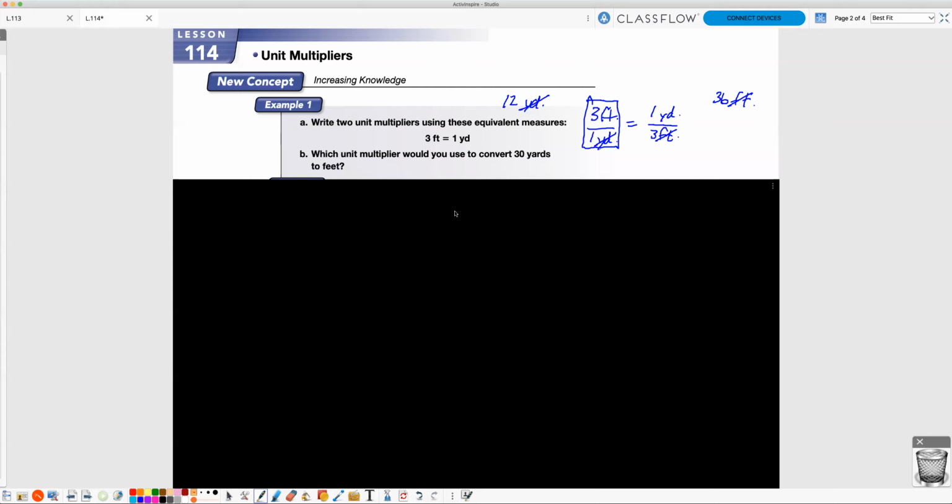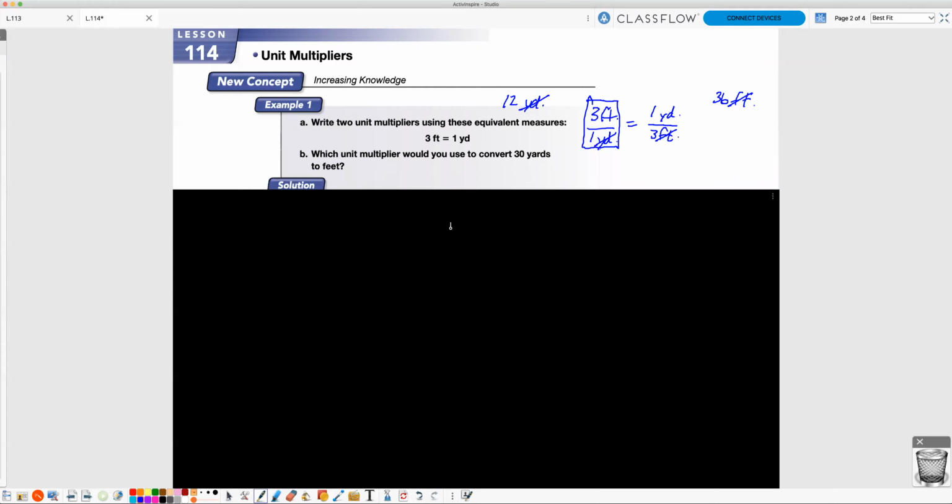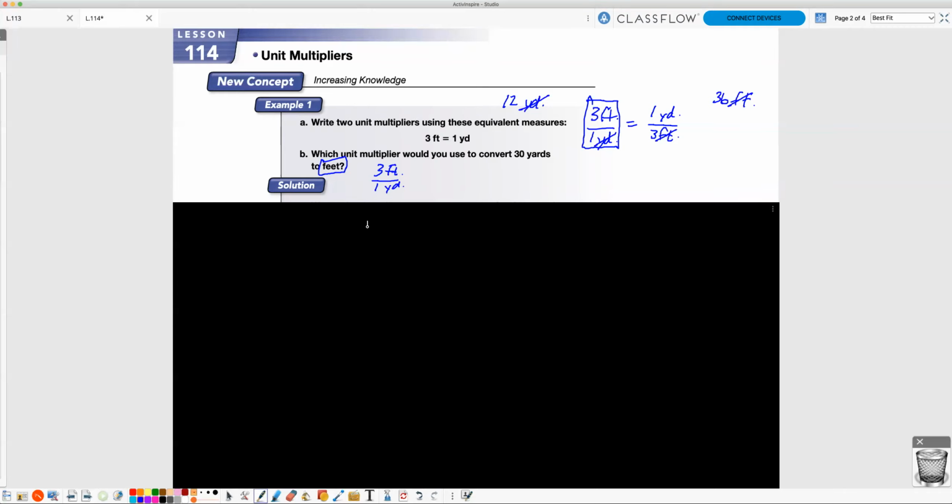Which unit multiplier would you use to convert 30 yards to feet? So that's in essence what I just explained there. Because I want to convert it to feet, I want my numerator to be feet. So I need to use the unit multiplier where it's 3 feet to 1 yard. I want that unit multiplier in order to convert it to feet, because it started with 30 yards.